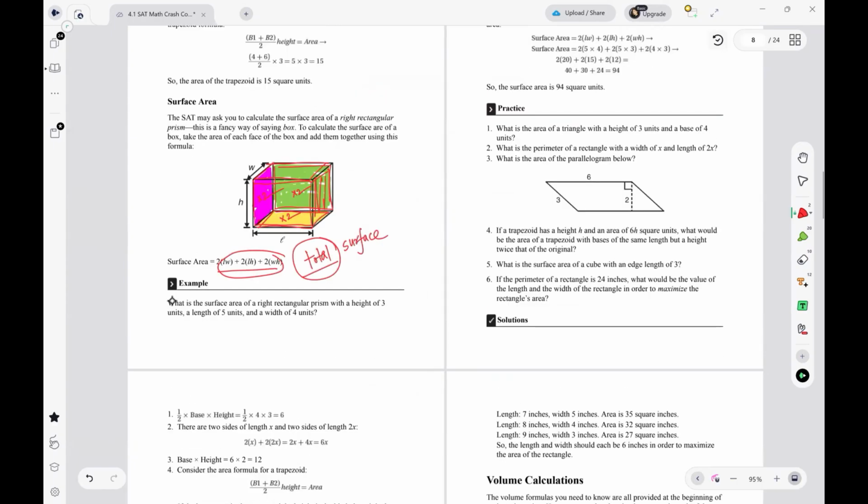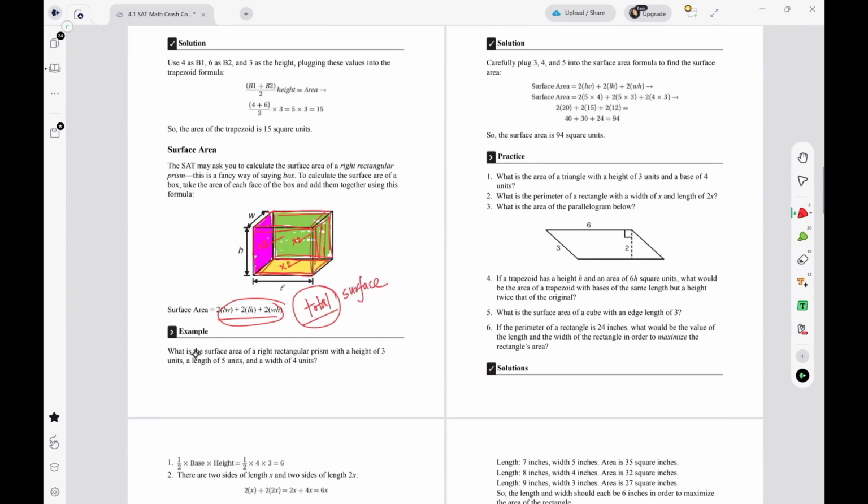What is the surface area of a right rectangular prism with a height of 3 units, a length of 5 units, and a width of 4 units? For simplicity, you can write 3, 5, and 4. Make a pair with these two, make a pair with these two, and then make a pair with these two.